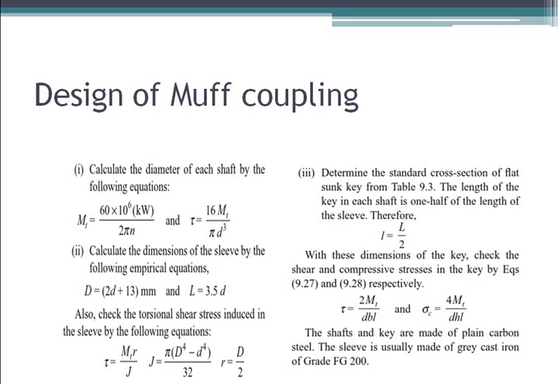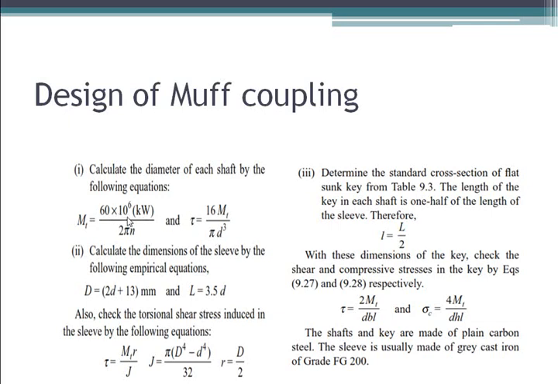Next, the design of a muff coupling. These are the steps we need to follow while designing a muff coupling. First step will be calculate the diameter of each shaft. The diameter will be calculated by using the torque equation. Power P is equal to 2 pi N T by 60. From that we got the T. The torque is denoted by the subscript T, which is a turning moment or twisting moment.